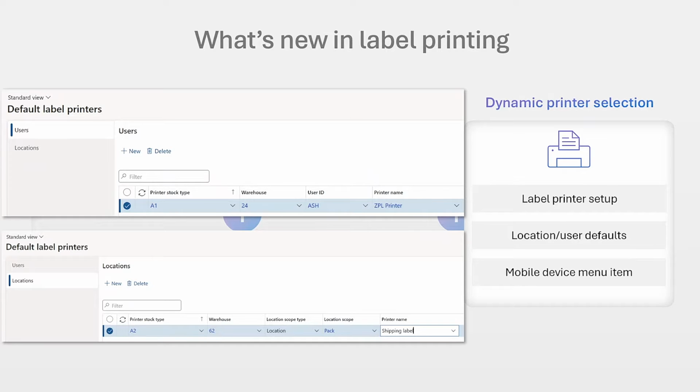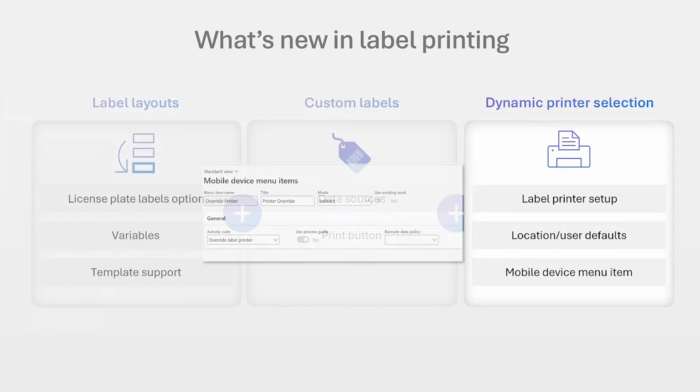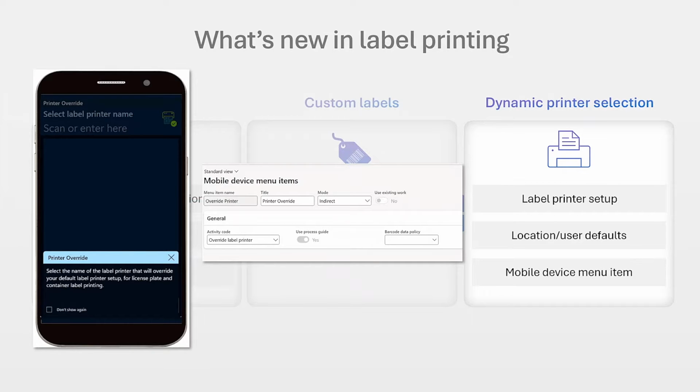So what's so dynamic about this feature? Well, with the ability to define default printers comes the ability to override those defaults. So for that, a new indirect mobile device menu item has been introduced to allow app users to override the label printer on the fly as needed. And on the left, you'll see a preview of what that menu item looks like in the Warehouse mobile app.